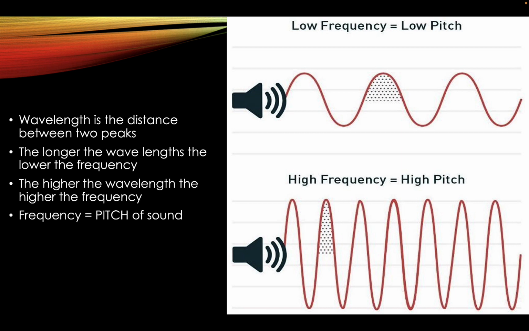Now, frequency tells us the pitch of a sound. If we have a low frequency wave, we have a low pitch sound. If we have a high frequency wave, we have a high pitch sound. For instance, the picture at the top might be somebody singing bass with a very deep, low pitch voice, whereas the picture at the bottom, the high frequency wave, might be somebody singing soprano, with a very high pitch voice.